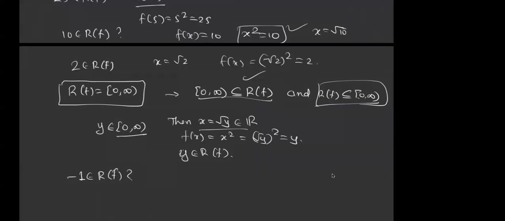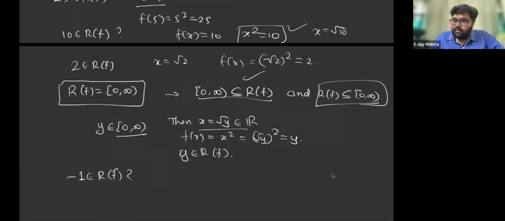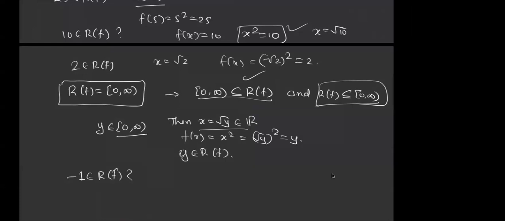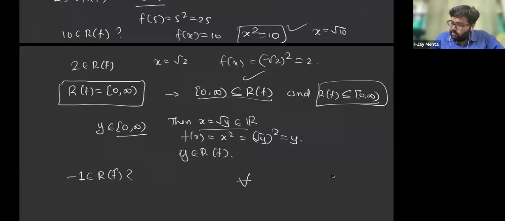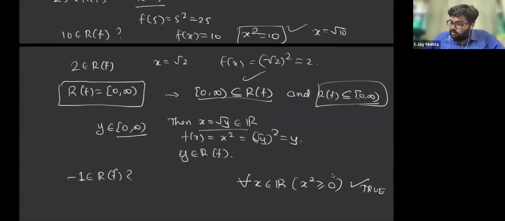No, we cannot give any number whose square is negative, because we are working in real numbers. So what do we know about real numbers? Square is either 0 or positive. So what Ayush says is, given any x in R, x square is greater than or equal to 0, right? And this is true. So he answers we cannot give.